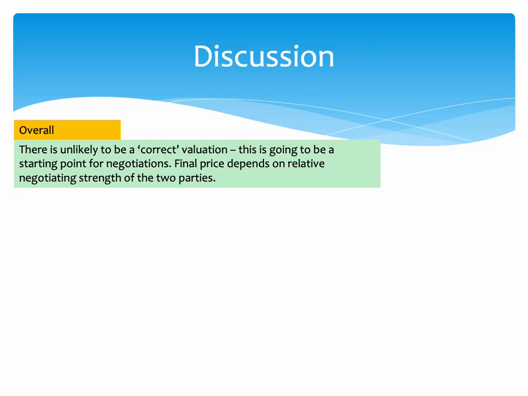Ultimately, there's always going to be an element of judgment and or error in your calculations. So remember, whatever valuation you've come up with is only going to be a starting point for negotiations. The final price depends on the relative negotiating strength of the two parties. So for example, if Fenton is really keen to buy, they will pay a higher price for the shares. If CERN's shareholders are desperate to sell, they will accept a lower price. Okay, so it's only ever a starting point for negotiation.